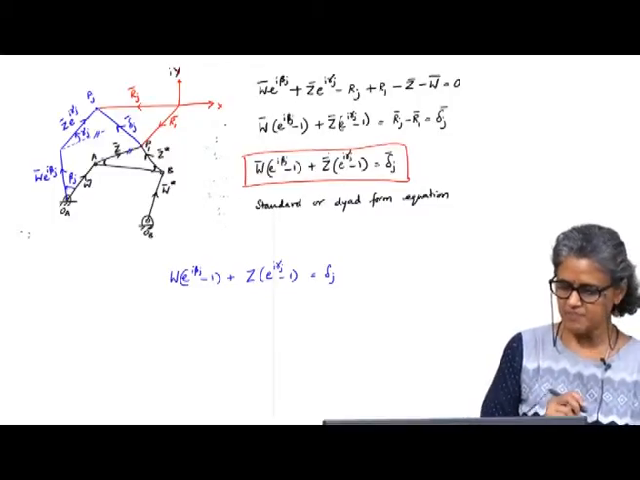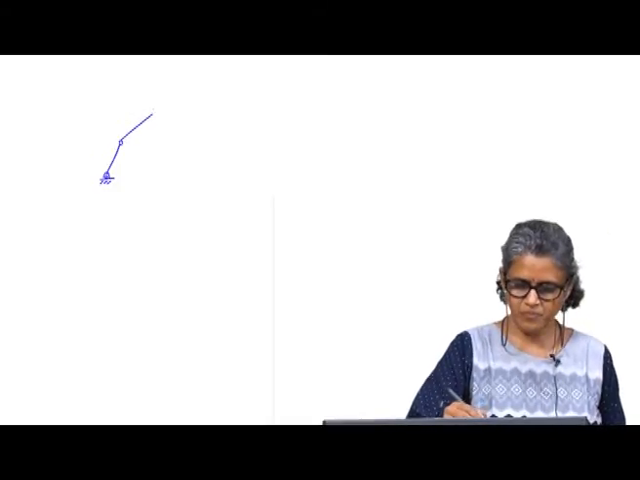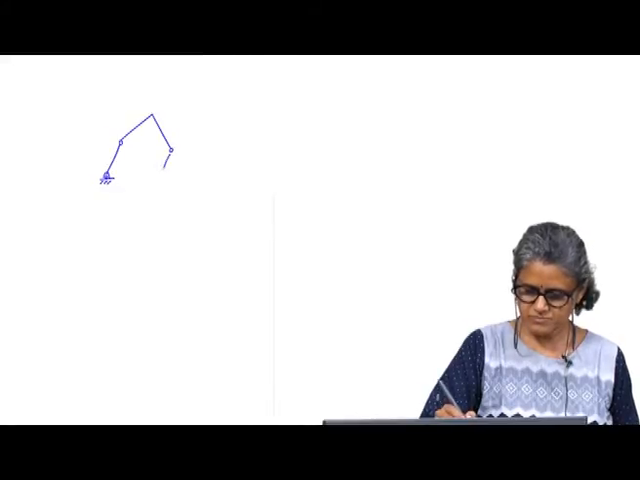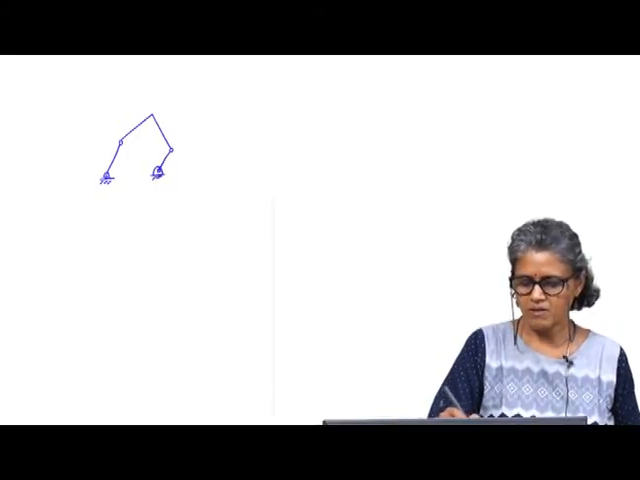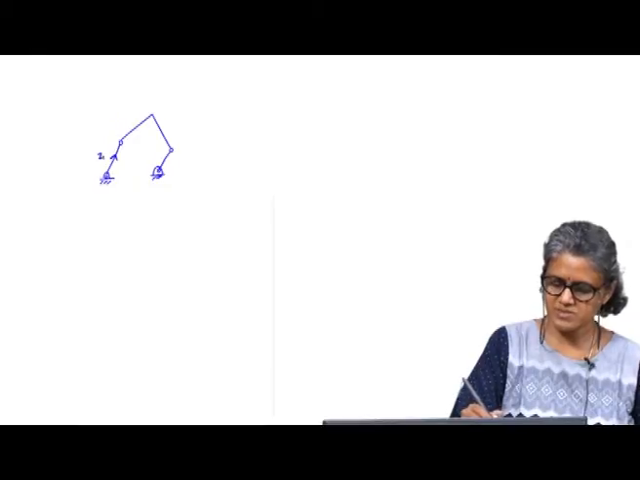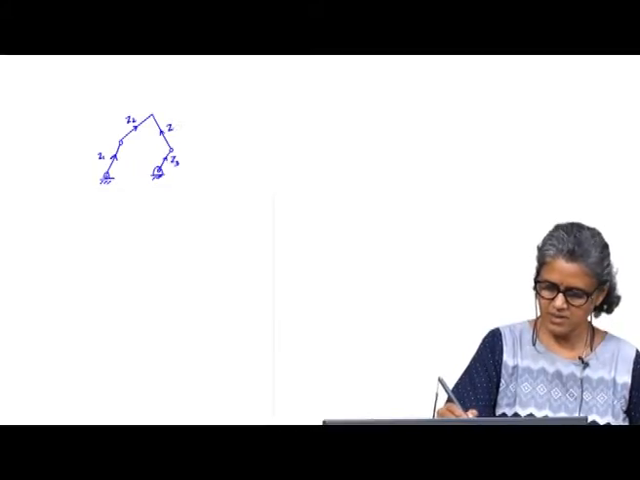So how do we apply this to a 4 bar? That is what we will look at today, and then the different types of synthesis problems that we have seen. So let us say a 4 bar is represented by two dyads. I say this is Z1, this is Z2, this is Z3 and Z4.